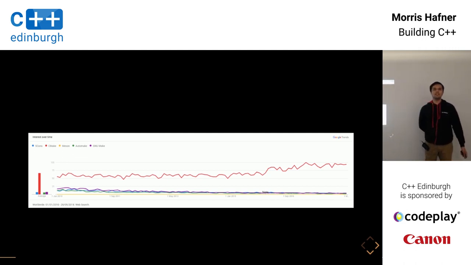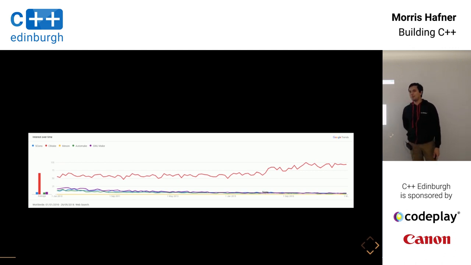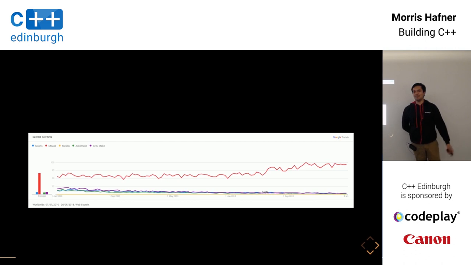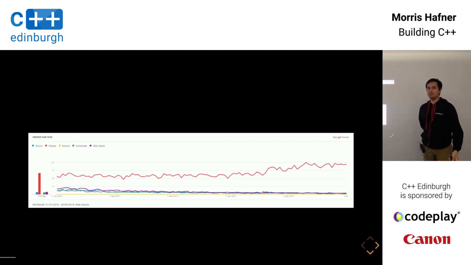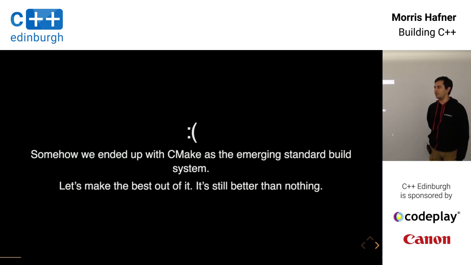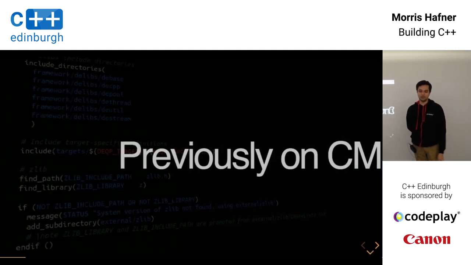Yes? It might also just suggest that CMake is the hardest to use. Yeah, maybe it's... I don't share this opinion. But it's probably the least bad. I guess we can agree on that. One of the least bad. So yeah, we somehow ended up with CMake as our emerging standard build system for C++, and we should try to make the best out of it. And it's still better than 2,000 different build systems, a new one for each new project.